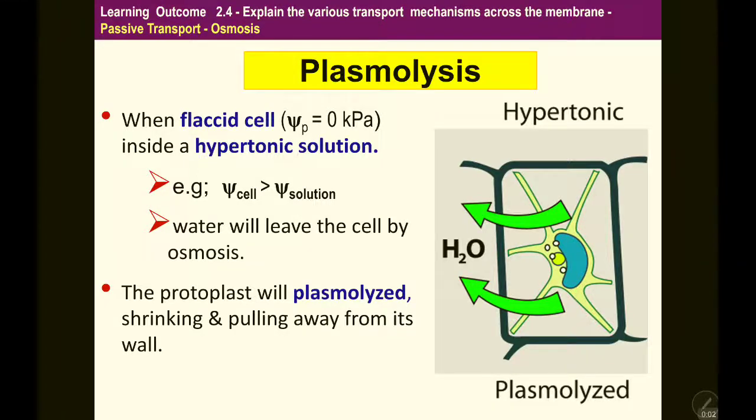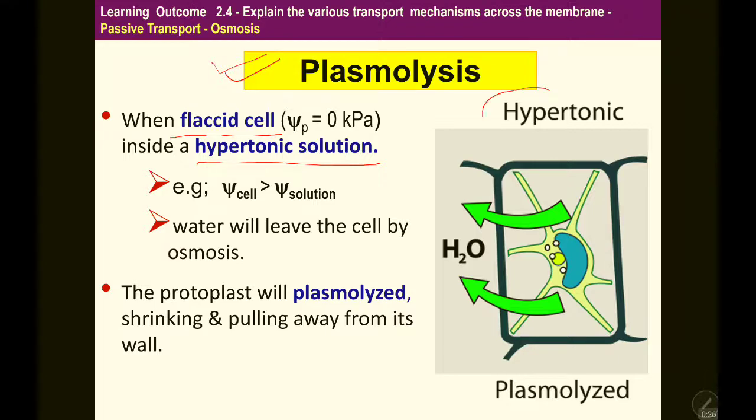Okay, so this video is going to continue from the osmosis. Now we continue with the three terms that we usually use for the plant cell. First one is plasmolysis. Okay, plasmolysis means the flaccid cell inside a hypertonic solution.